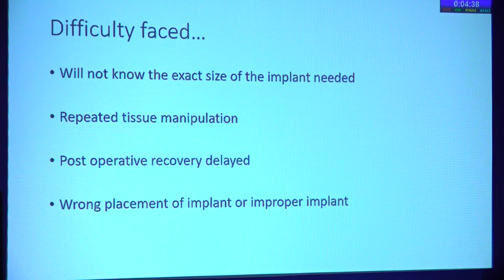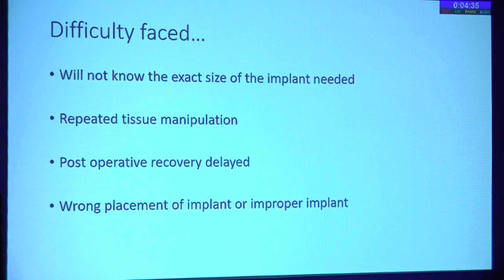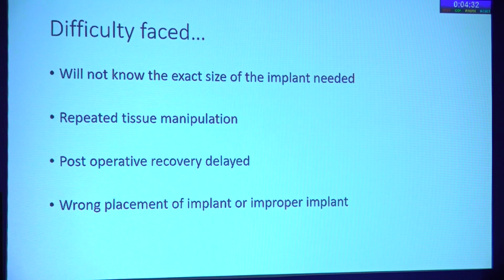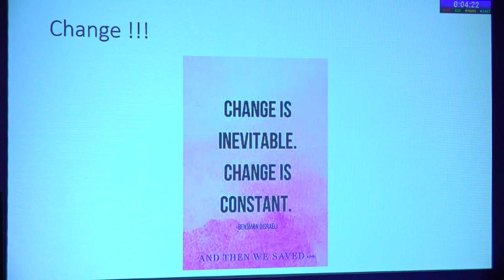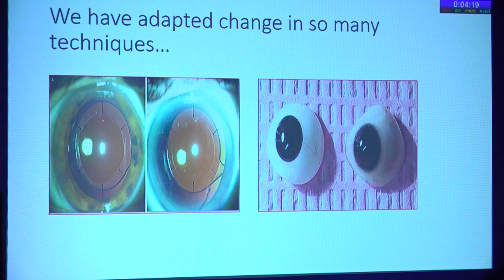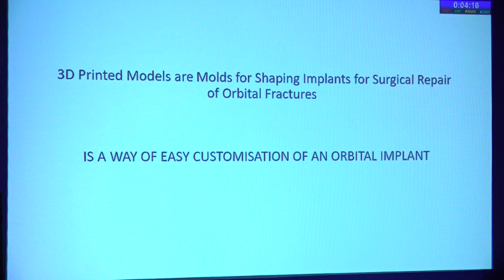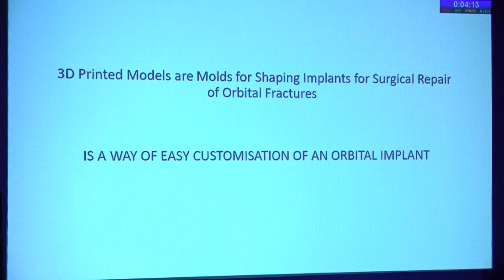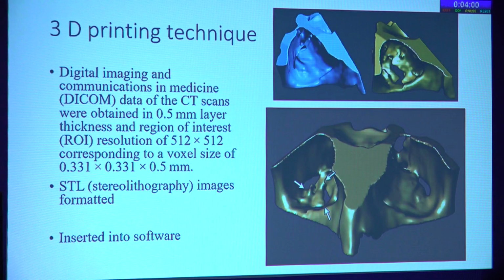But we had a lot of difficulties. We do not know the exact size of the implant, so we had to repeat the manipulation multiple times, and so there was more tissue injury, which caused a delayed post-operative period, and there could be wrong placement of the implant as well. So change is inevitable, and we have adapted to changes in so many things, and 3D printed models are one such change which has happened in orbital fractures. They are molds to shape the implants pre-operatively, and that shaped implant is sterilized and used in the OT. So it's just an easy way of customization of the implant.